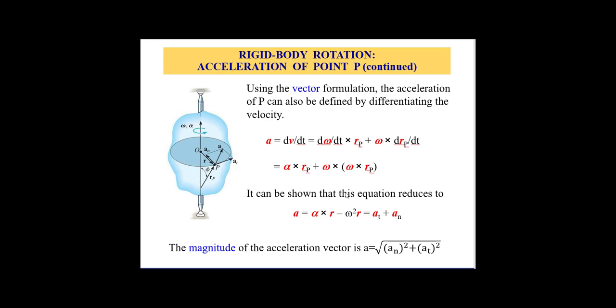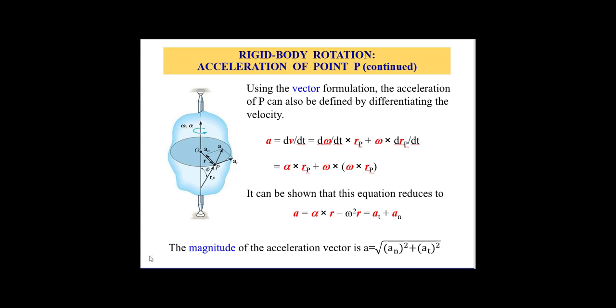So to recap all of that, we can write the acceleration in vector form as a equals alpha cross r minus omega squared r. These are vectors, and that is a cross product. So alpha cross r minus omega squared r, where this is tangential and that is normal. The magnitude is going to be the square root of a_n squared plus a_t squared.